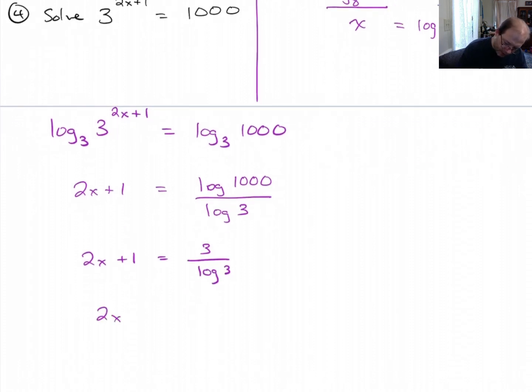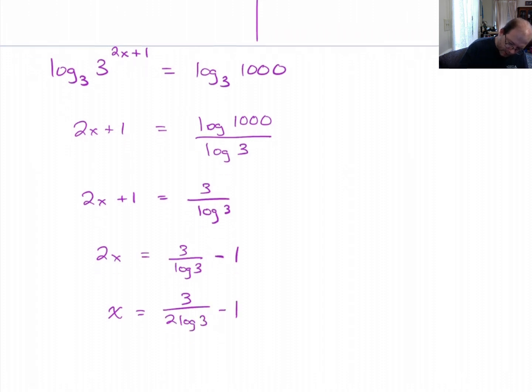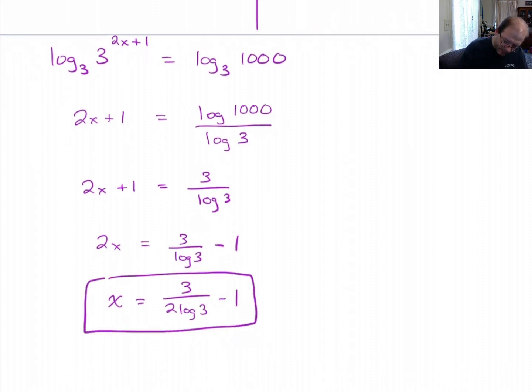So I get 2x equals 3 over log 3 minus 1, where x is 1/2. Instead of writing it as 1/2, let's write it as 3 over 2 log 3 minus 1. And this is the exact answer. Of course, it's kind of useless. I mean, if you want the answer to this, you want x equals some number. So let's evaluate this. Now, a couple of ways to do it.